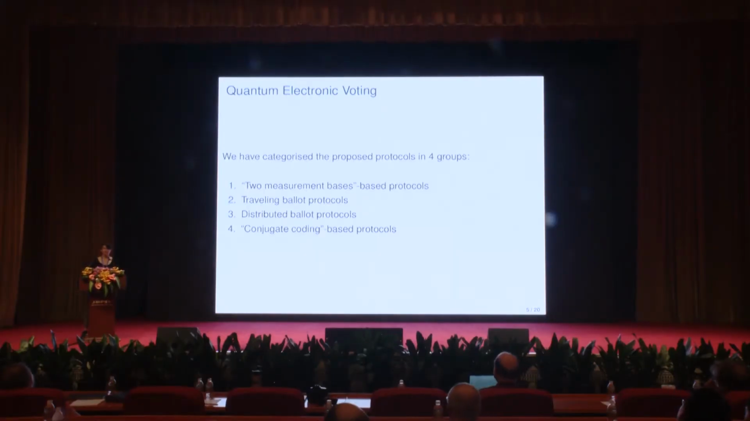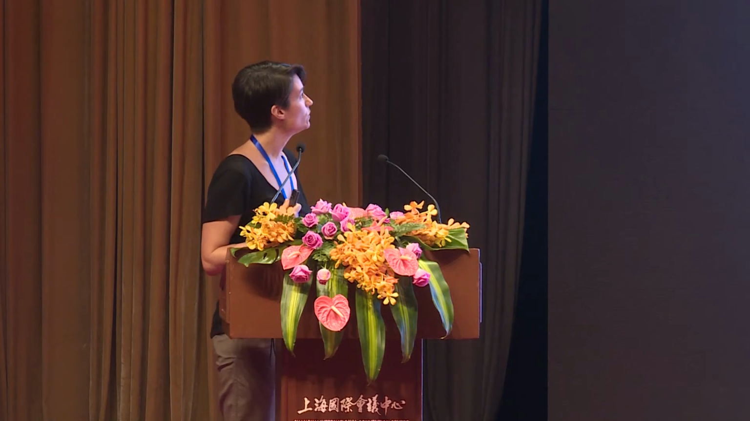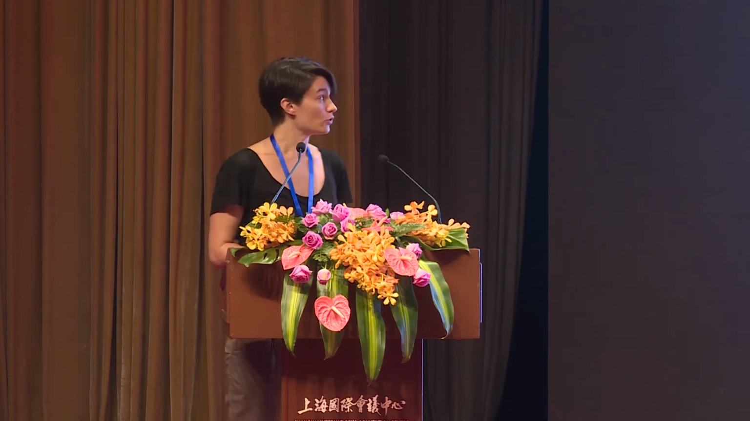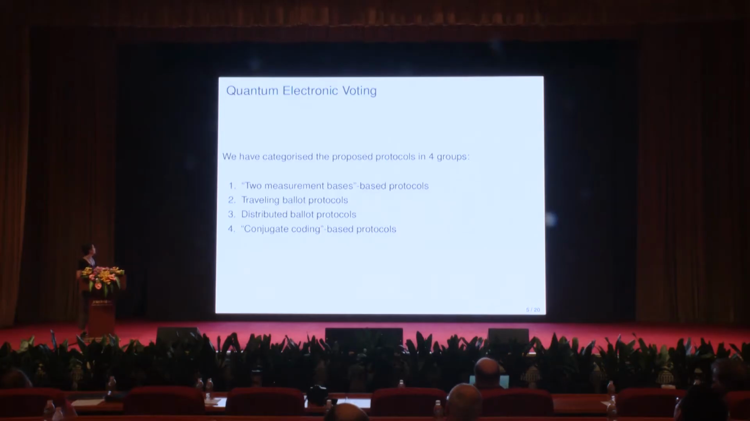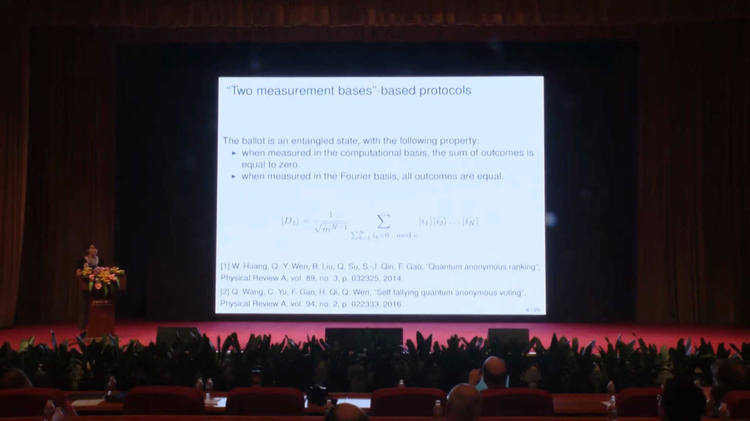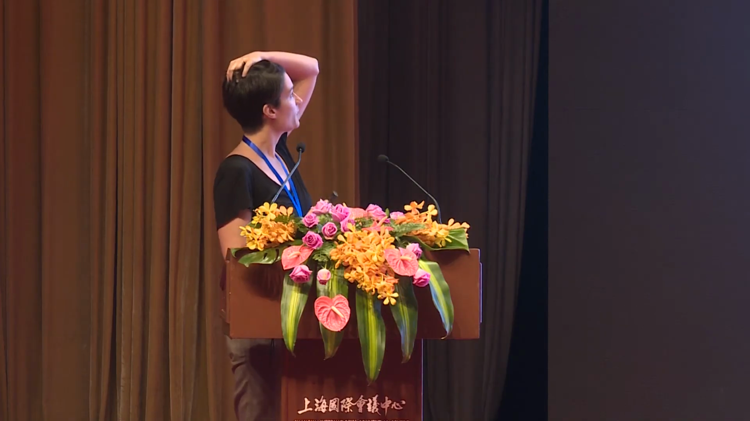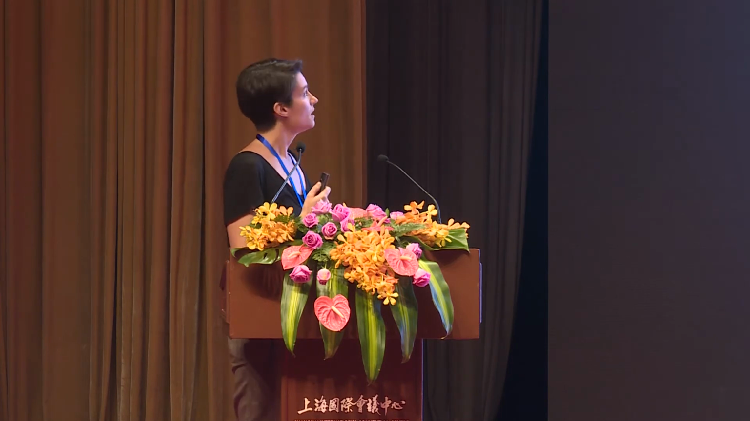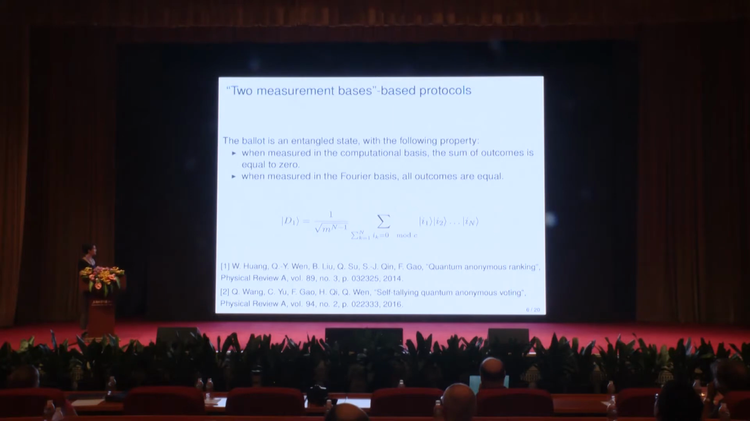Okay, so what we have tried to do in this review is to categorize the existing proposals for quantum electronic voting. We've done this in four groups. The first one is what we call protocols based on two measurement bases. Here the ballot is an entangled state. It has a property that when measured in the computational basis, the sum of the outcomes is equal to zero. And when measured in the Fourier basis, all the outcomes are equal. And a state that provides this is the D1 state.